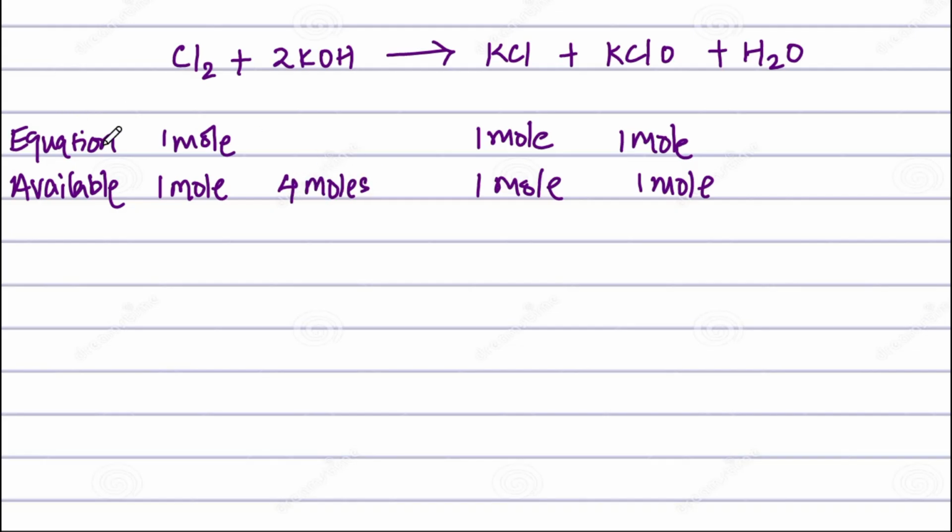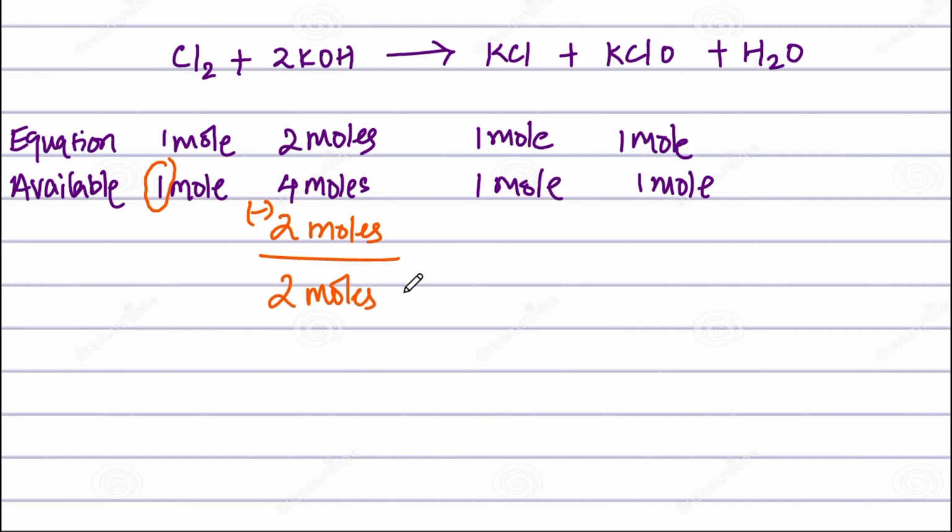But according to the stoichiometric equation, 1 mole of Cl2 reacts with only 2 moles of KOH. So in the question also, the available number of moles of Cl2 is 1 mole only. So it is going to react only with the 2 moles of KOH. So what is the remaining? The remaining 2 moles of KOH is in excess. So this is the excess of KOH.